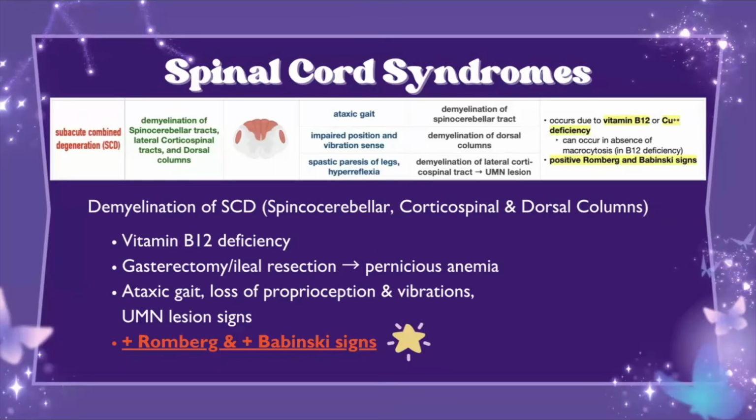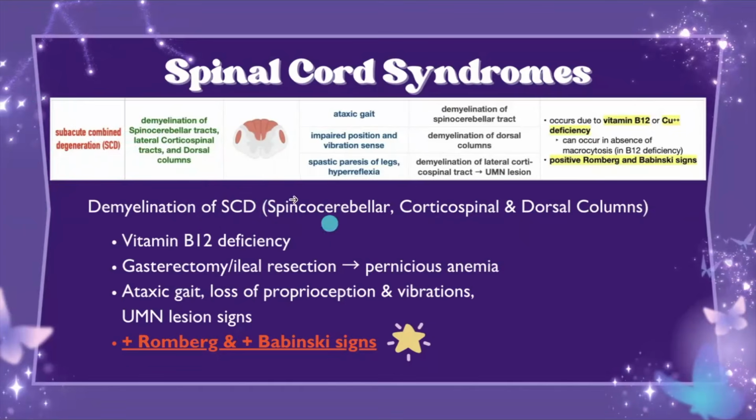Okay. Next, we have subacute combined degeneration. This one is very simple because from the abbreviation, SCD, subacute combined degeneration, you can know which tracts are affected: the spinocerebellar tract, corticospinal, and the dorsal columns. So let's go through each one, one by one.